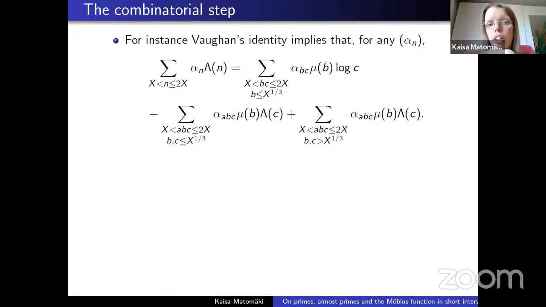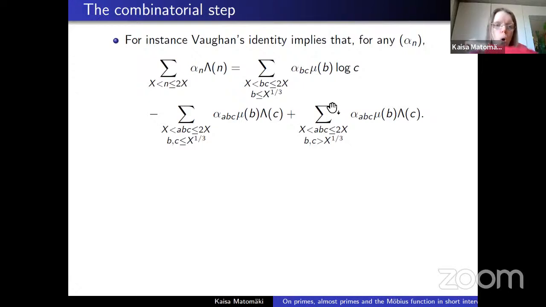For the combinatorial step, there are various identities or sieves that one can use. One of the most basic ones is Vaughan's identity. It's a way of writing a sum over the primes. So this is the sum of the von Mangoldt function weighted by some α(n), the sequence we are interested in. We can write it in, well, at first sight, a more complicated form.